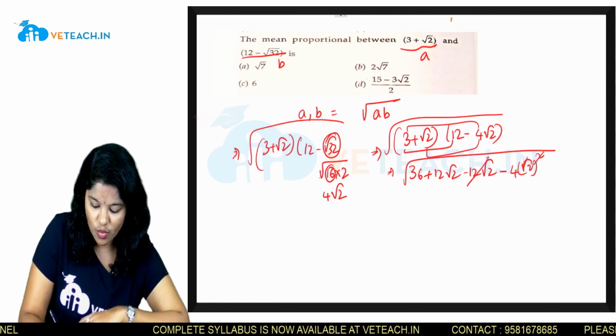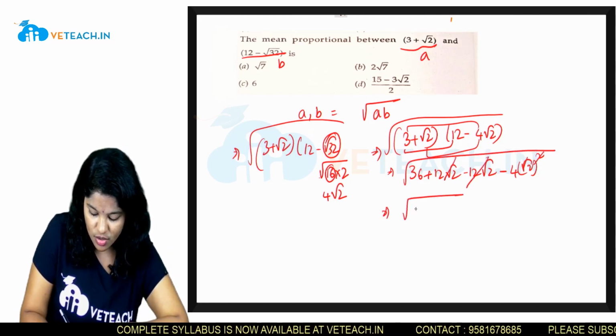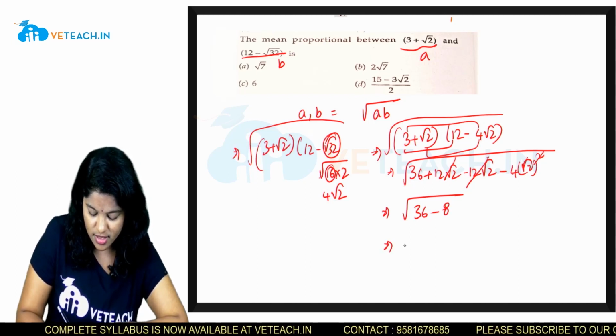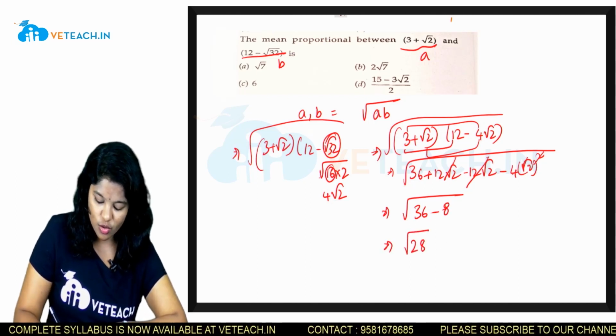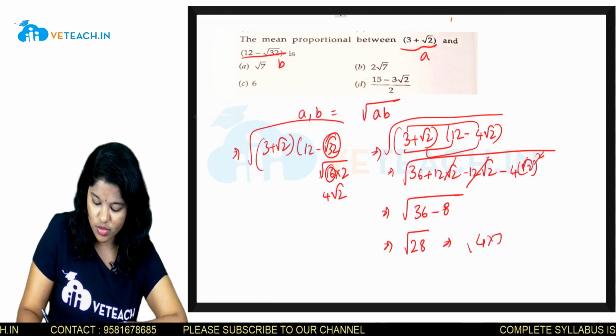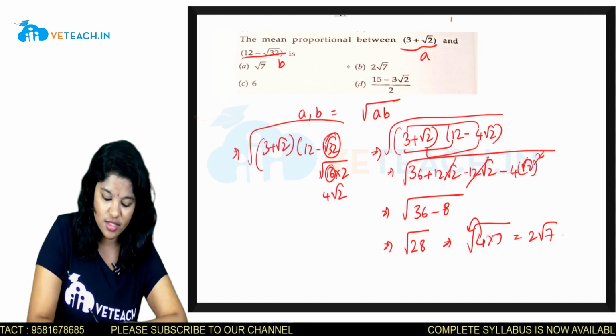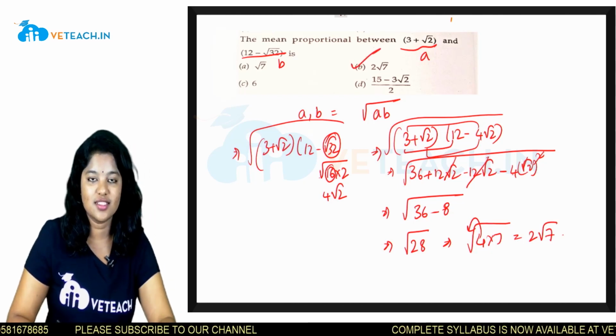So this is whole root, 12 root 2, 12 root 2 gets cancelled. Root of 36 minus 4 2s are 8. So we will get root of 28. Root of 28 can be written as 4 into 7. We will take 4 outside, we will get 2 root 7. So option B is our correct answer.